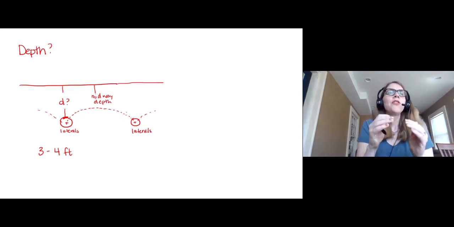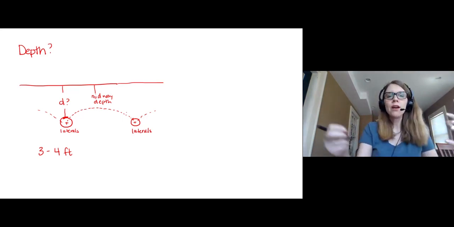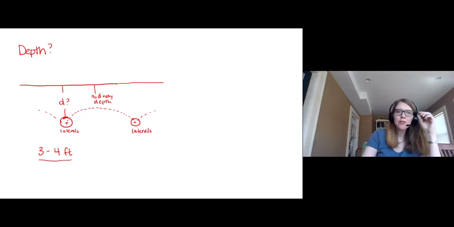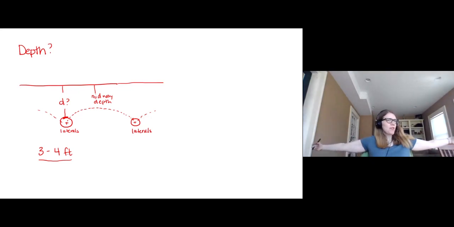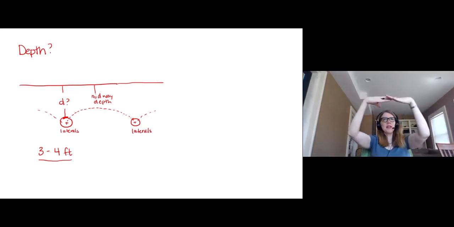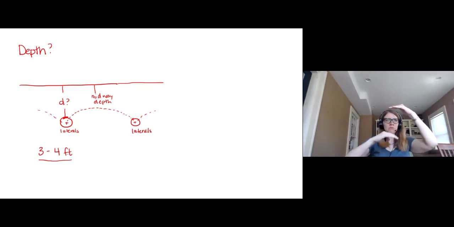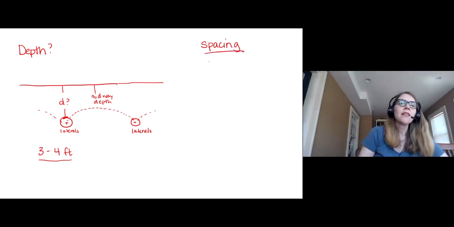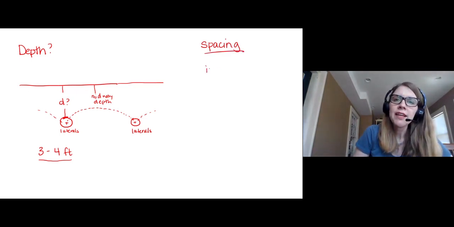The closer you put those laterals together, the more of the field experiences an effective depth above the water table of 3 to 4 feet. The farther that they get apart, because of that humped nature of the water table, more of the field is actually experiencing a depth to water table of like 1 to 2 feet. So you can't think of depth and spacing as totally independent. They are in fact interrelated.